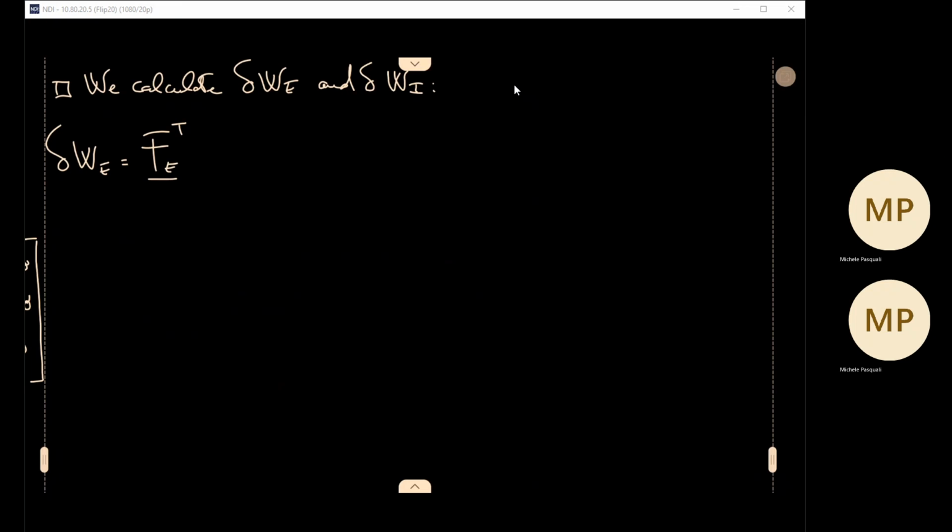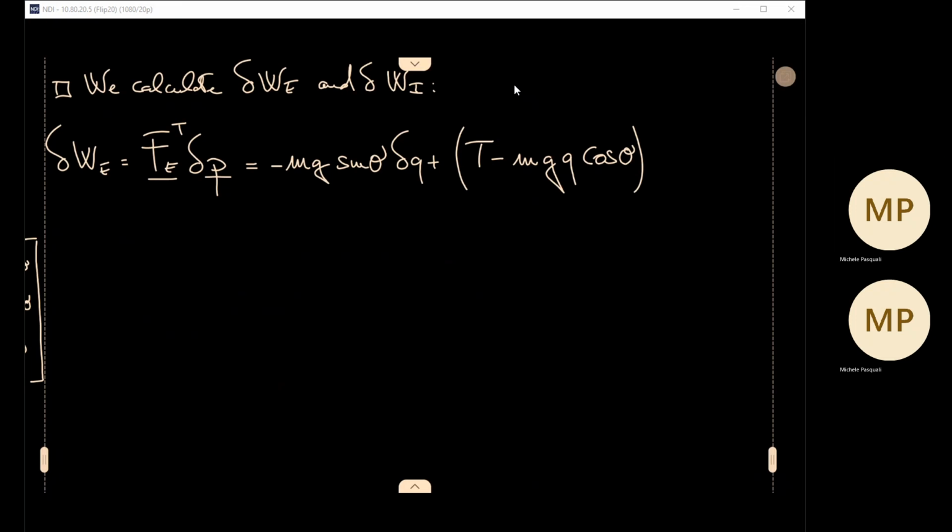Okay. Delta P. And if you do this, you get minus mg sinus of theta delta q plus t minus mg q cosinus of theta delta theta. Okay?